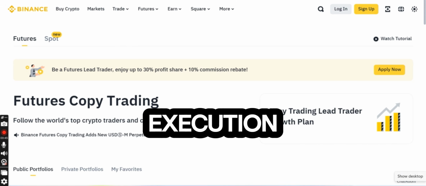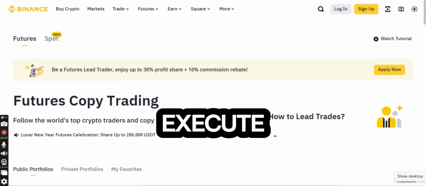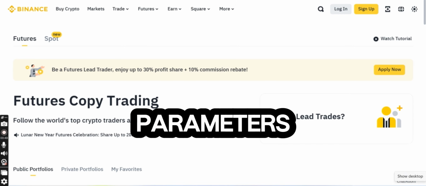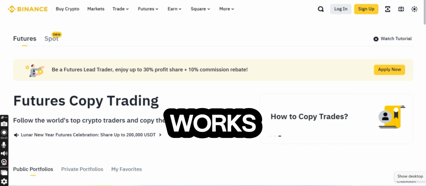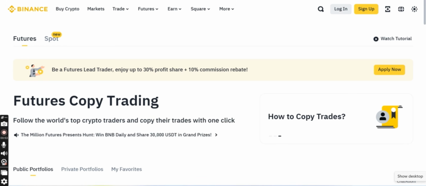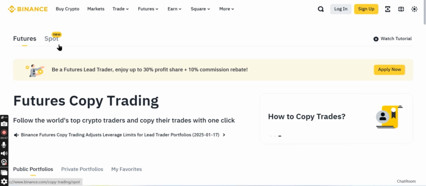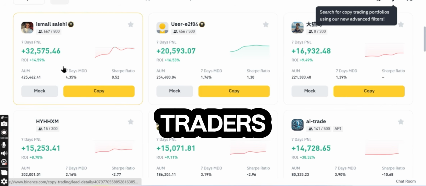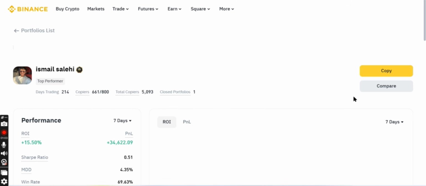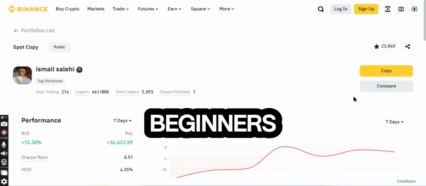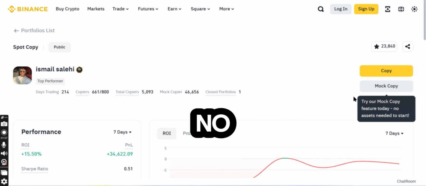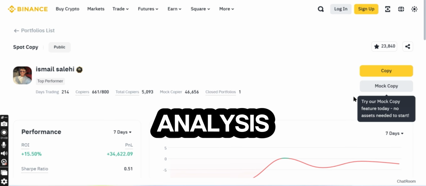Automated execution. Grid bots automatically execute trades based on preset parameters. Works best in ranging markets, ideal for sideways or oscillating market conditions. Risk management. Traders can set stop loss and take profit levels to minimize risk. Suitable for both beginners and advanced traders. No need for deep technical analysis.